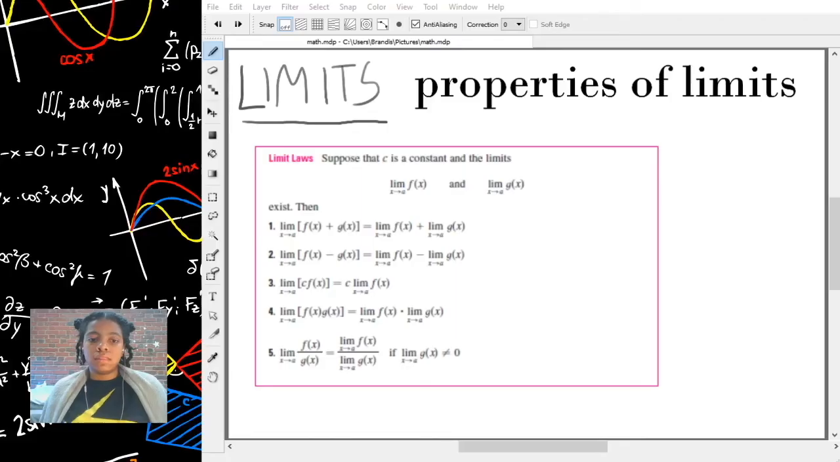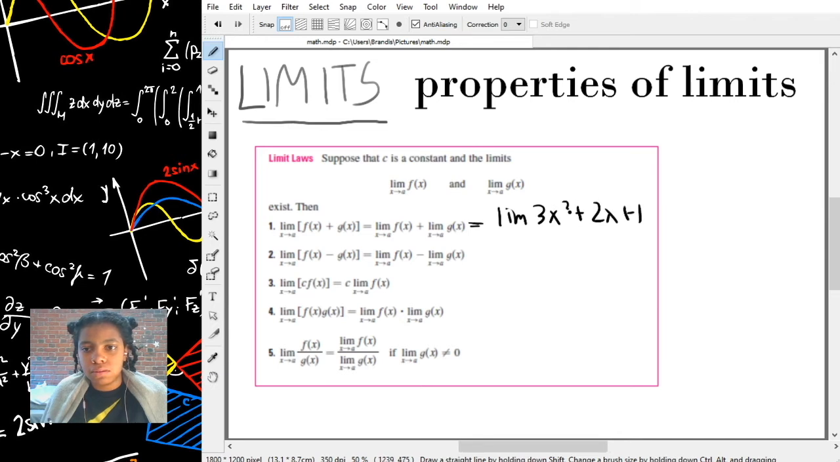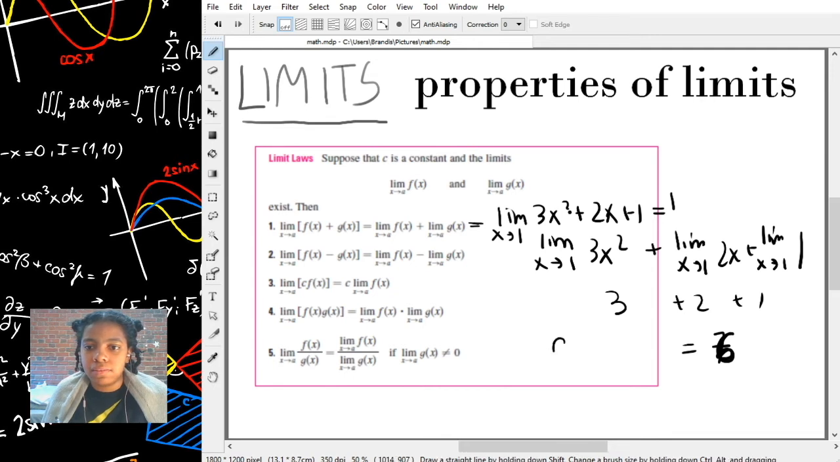Okay, stop. Alright, here are some properties of limits. So I think they're pretty straightforward. It's just like, okay, well, if you want the limit of some function 3x squared plus 2x plus 1, let's say x goes to 1, it would be the same as saying, what's the limit as x goes to 1 of 3x squared, plus the limit as x goes to 1 of 2x, plus the limit as x goes to 1 of 1. Okay, now this would just be 3 plus 2 plus 1, which is 6. Which is literally the same as f of 1.